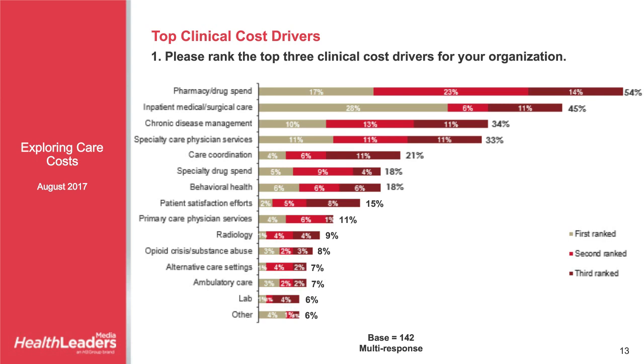I'm now going to give you the bar information that you may have trouble seeing. I don't know how it's displaying. For pharmacy drug spend, 17% was first ranked, 23% second ranked, and 14% was third ranked. Inpatient medical surgical care: 28% first ranked, 6% second ranked, 11% third ranked. Chronic disease management is 10% first ranked, 13% second ranked, and 11% third ranked. Lastly, specialty care is 11% for each.